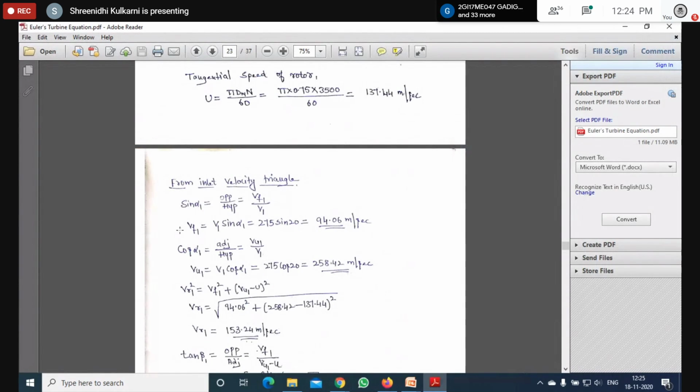So VF1 is 94.06 meter per second. I hope you got this value. So similarly, find out from the inlet velocity triangle VU1.